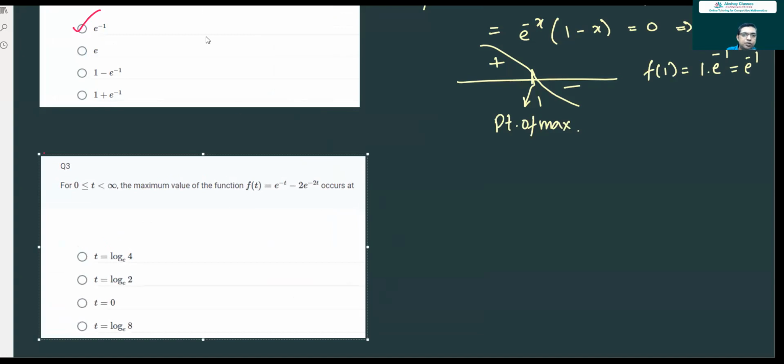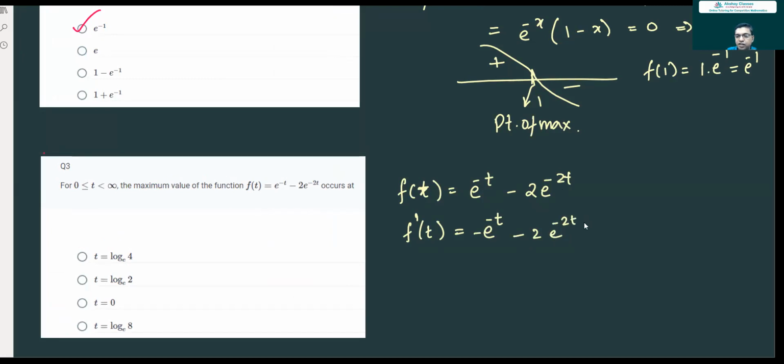Okay. So this is the question. f of t is e power minus t minus 2 e power minus 2t. Derivative will be e power minus t into minus 1. Then minus 2 times e power minus 2t into minus 2. So we get minus e power minus t plus 4 times e power minus 2t.